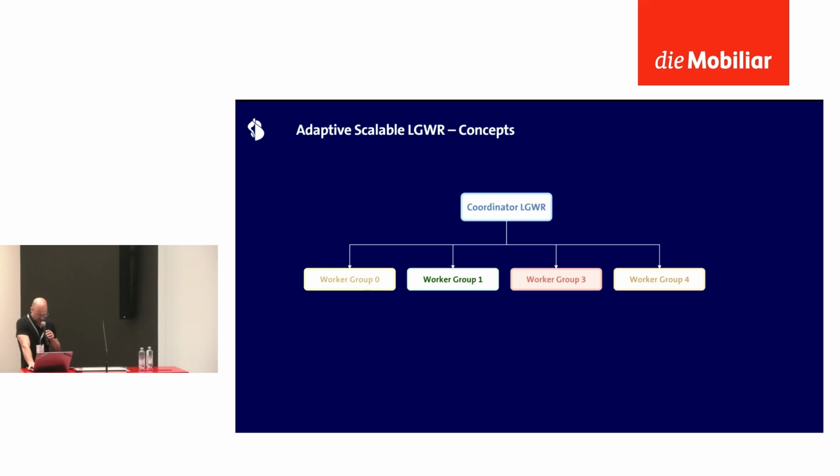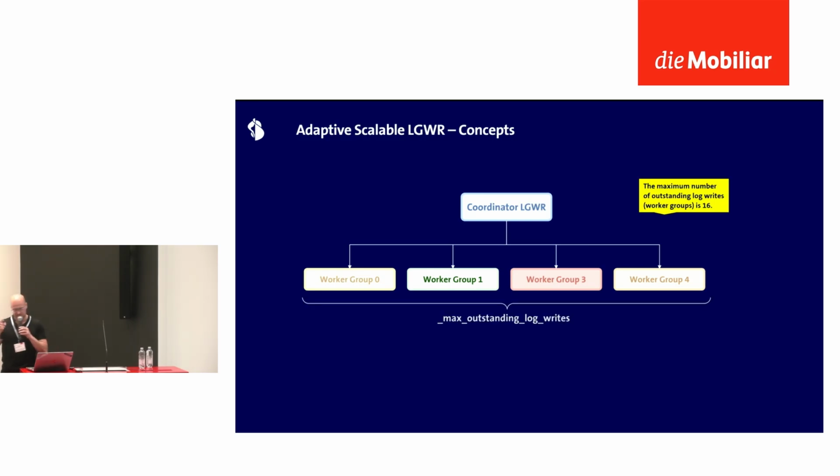But first, some concepts. So, as mentioned, log writer in scalable mode becomes a coordinator, and it coordinates writes across multiple workers, and the workers are grouped in what is called a group. And displayed here we have 4 groups, and the number of groups is defined by this underscore parameter. That is limited to an absolute maximum of 16. So on larger systems, it cannot exceed the number of 16.